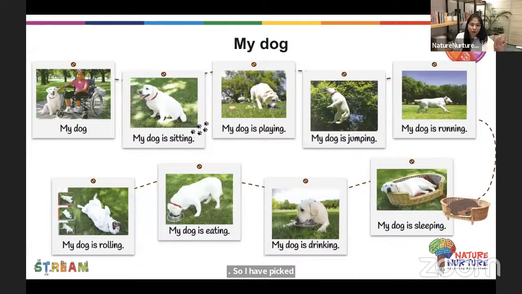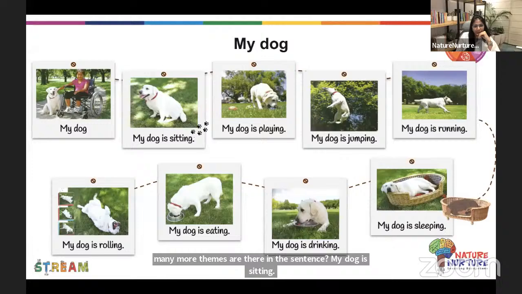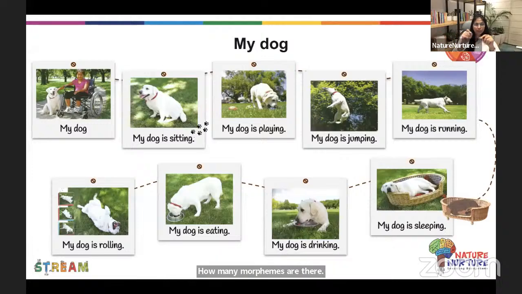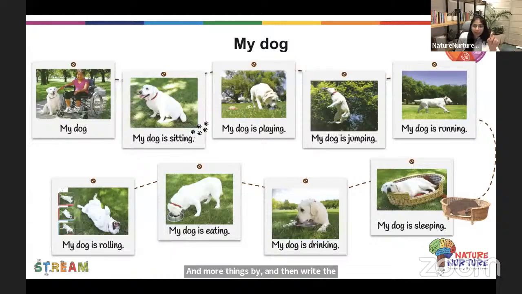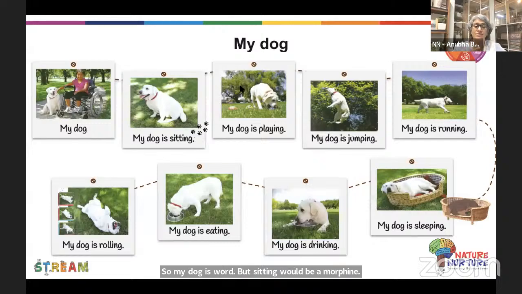If it says my dog, how many words do we have in the picture, my dog? 2. Okay. In the picture, my dog is sitting. How many words are there? How many morphemes are there in the sentence, my dog is sitting? Can you write W, these many words, or M, these many morphemes? So represent words by W and morphemes by M, and then write the number. So my dog is words, but sitting would be a morpheme. Ma'am, we've got answers. They're saying that there are 4 words and 5 morphemes.